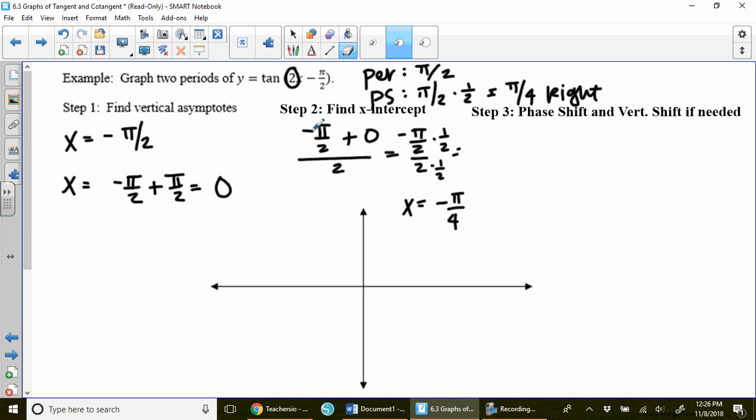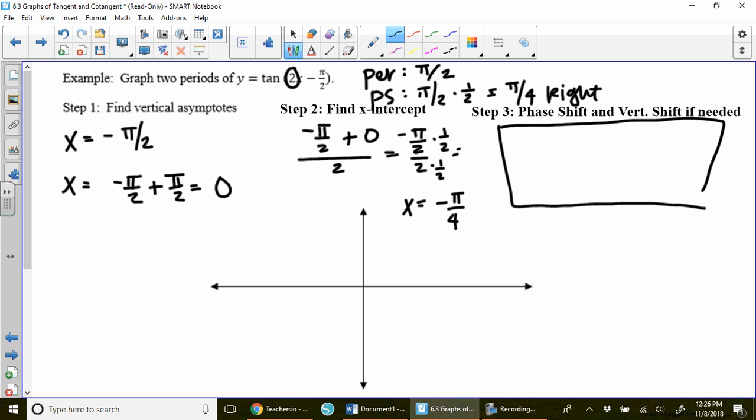So you now have 3 x values that you need. So that is without shifting. So that's just with a period change. And then we want to shift them if needed, if we have a phase shift. So, excuse my table.